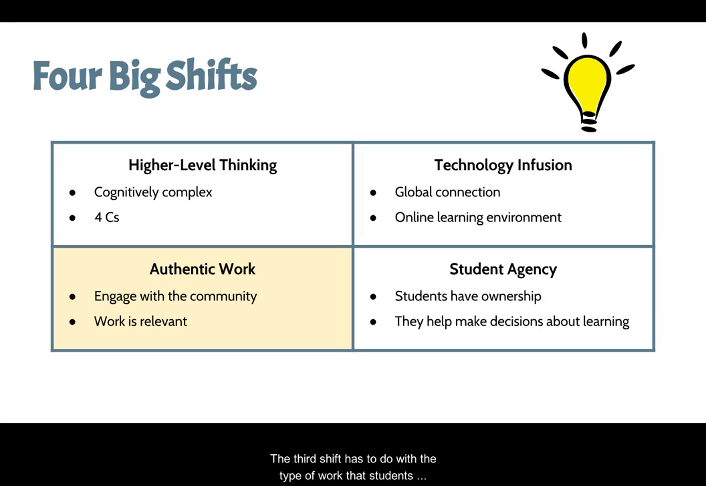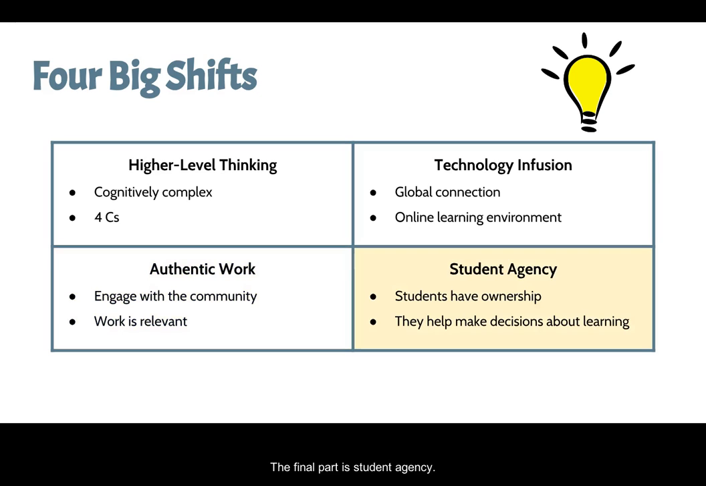The third shift has to do with the type of work that students are being asked to do. Historically, in the past, some educators rely predominantly on worksheets or packets in order to assess students, but with deeper learning, authentic work is really at the heart of what students are being asked to do. This means they're engaging with the community around them and really considering what is relevant to helping the community, solving problems within the community, and making it feel very real to them, and understanding why they are doing it.